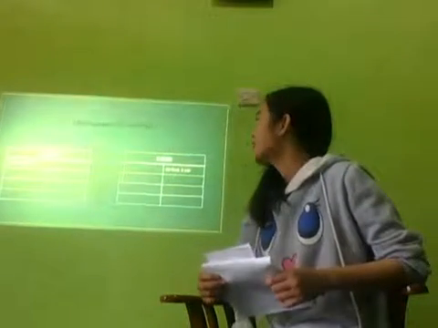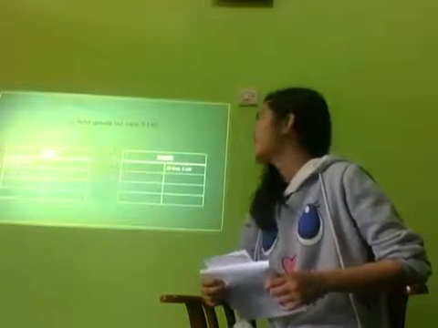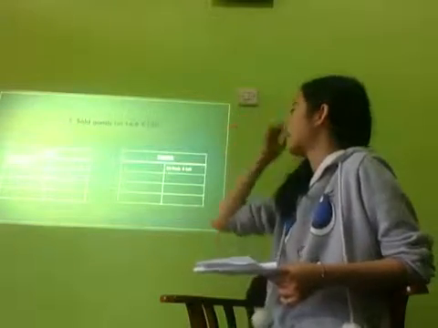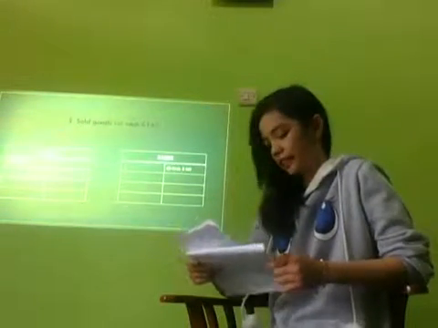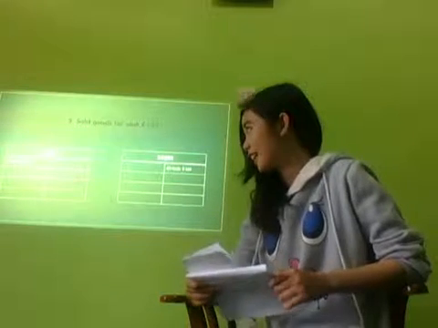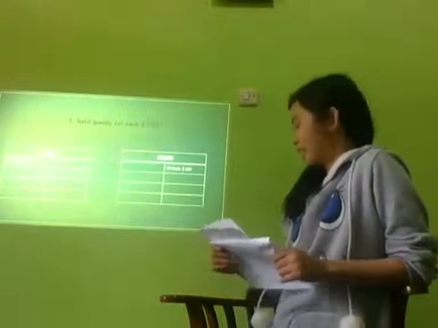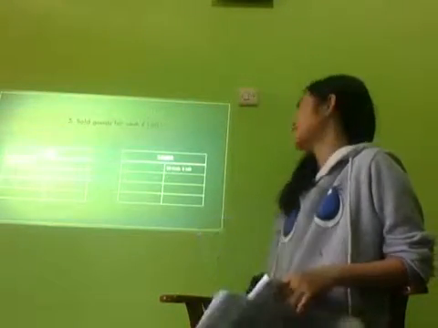Number 5. Sold goods for cash, $140. Cash increased $140 and sales increased $140.